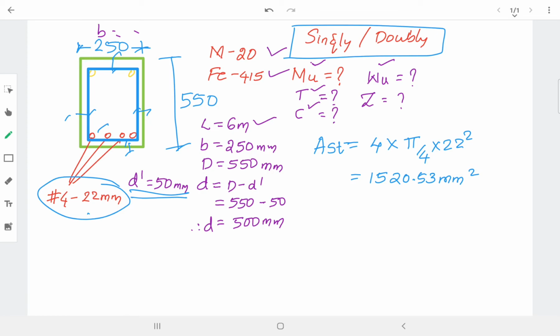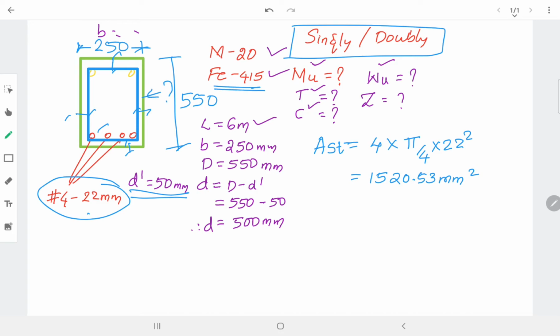and it is provided with 4 numbers of 22 mm diameter bars. The span of that beam you can easily measure using a tape. You can measure its width, depth as well as length. And for the grade of concrete, you can conduct a rebound hammer test or any non-destructive testing equipment to find out the grade of concrete.